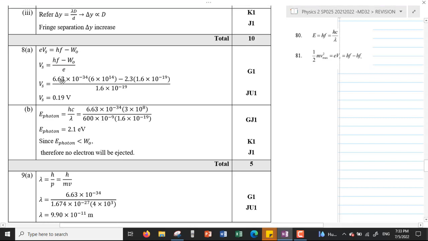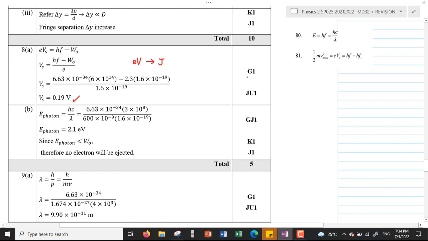Okay, so h is Planck constant. Put in all the values. Planck constant 6.63 to the power of negative 34. The frequency of the incident light is 6 to the power of 14. Minus the work function, 2.3 eV. So bear in mind, the work function in eV, we must change it to joule. So the 2.3 eV, we have to multiply with 1.6 to the power of negative 19. Okay, divide by the elementary charge, 1.6 to the power of negative 19. So do the calculation, you will get the stopping potential will be 0.19 volt.